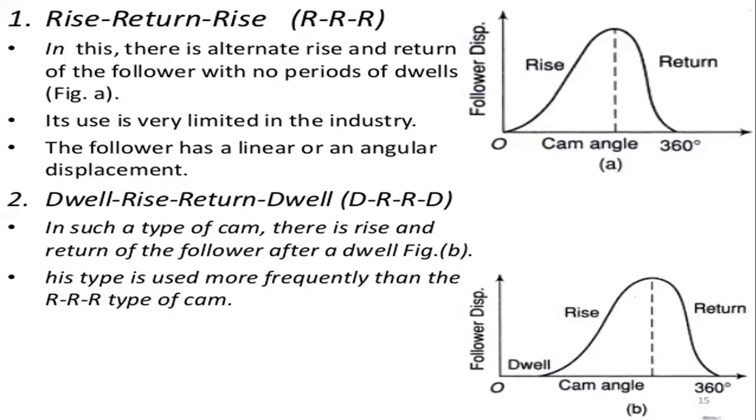In such a type there is rise and return after the dwell, and this type is used more frequently than the rise return rise type of cams. So in the industry we can use these types of cam motions because of the inclusion of these dwell periods before the rise and return of the cam follower. Therefore it can be used more frequently than the RRR type of cams.